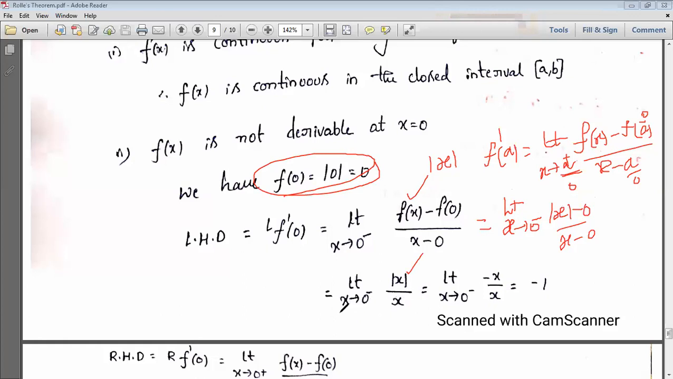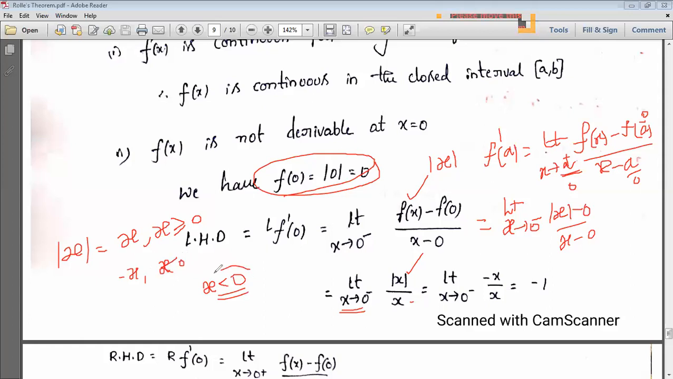But here, x tends to 0 minus represents x less than 0. As per the definition of mod x that we discussed, mod x is equal to x when x is greater than or equal to 0, and minus x when x is less than 0.